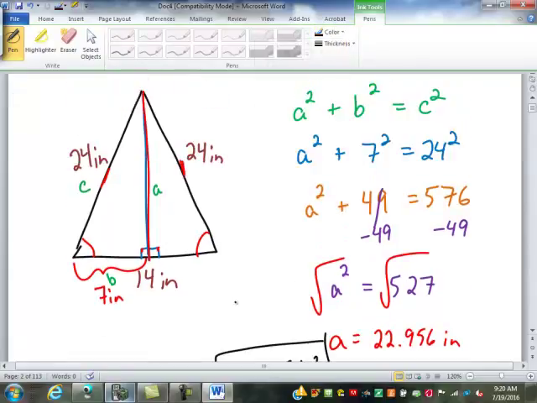Any questions? How many of you saw how to divide that triangle up and got the area? We're having a bit of a slow start this morning. No problem. We'll jar it loose.